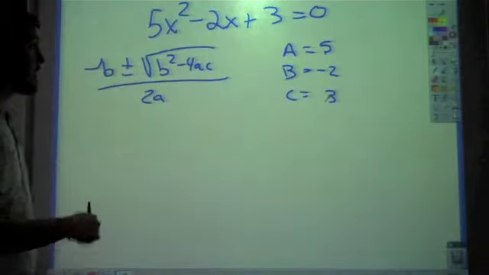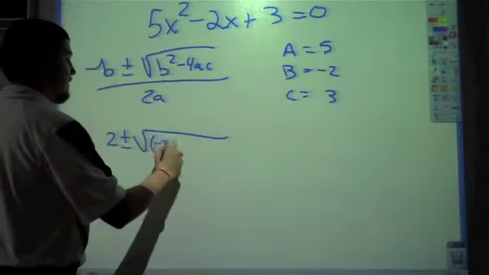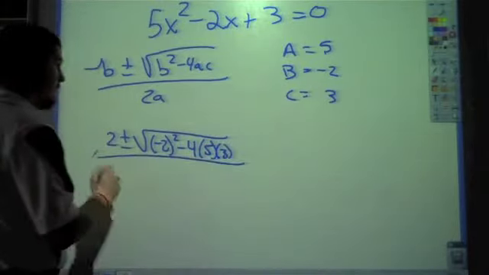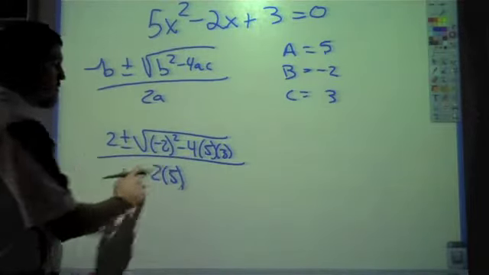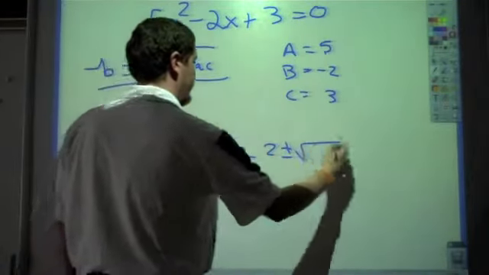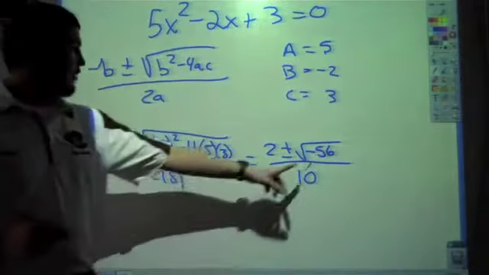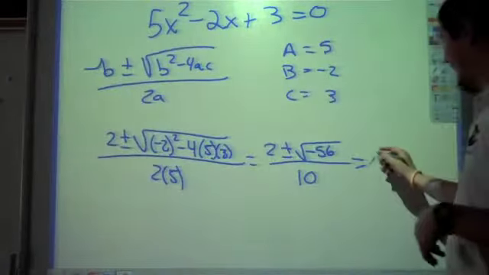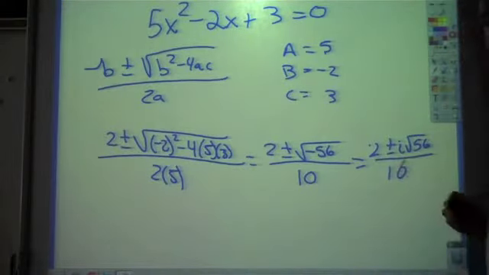You plug the numbers into the formula, we're going to have 2 plus or minus the square root of negative 2 squared minus 4 times 5 times 3 all over 2 times 5. Then what we're going to do is take what's inside the square root, type it into our calculators. When we do that, we get 2 plus or minus the square root of negative 56 over 10. So we notice that we have a negative sign, so that means that we have to take out i. So the first thing we want to do is take i out. 2 plus or minus i square root of 56 over 10.